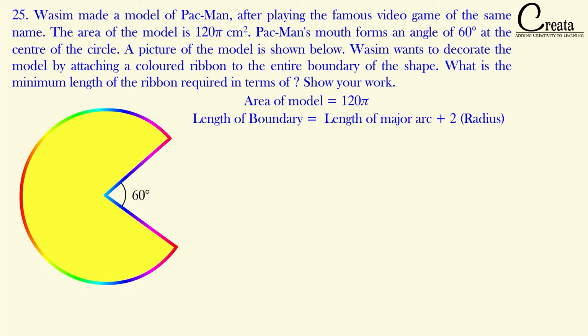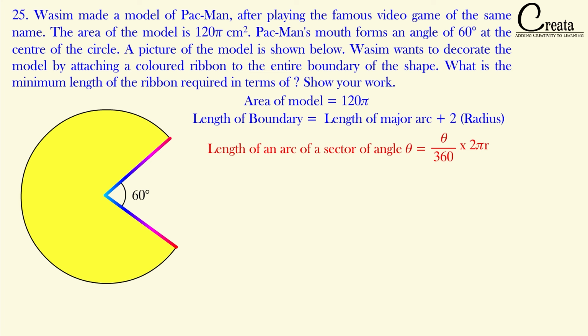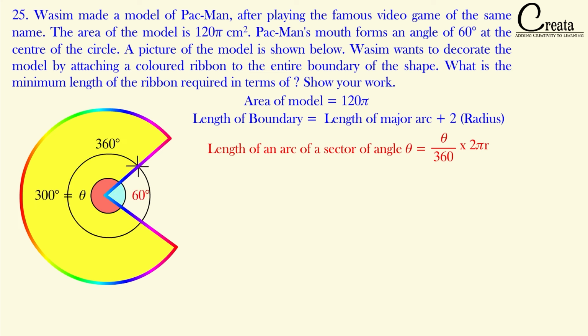And what is the formula of length of the arc? It is theta upon 360 into 2 pi r. Here we are talking about the major arc, so the applicable angle will be this angle. The complete revolution of angle is 360 degree. This angle is given as 60 degree, so this angle will be equal to 300 degree. The only missing component in this formula is the radius. So basically we need the radius of this circle.